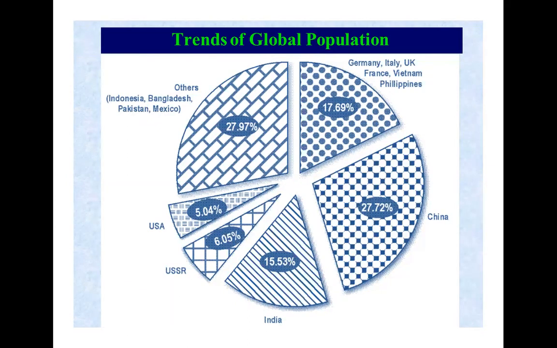27.72% in China. 15.53% in India. 6.05% in USSR. 5.04% in USA. 27.97% in others, that is Indonesia, Bangladesh, Pakistan, and Mexico.